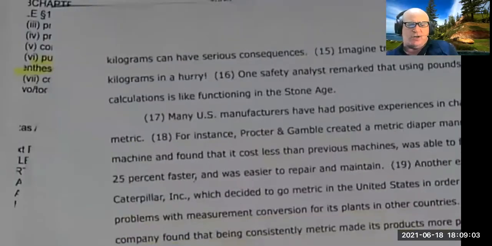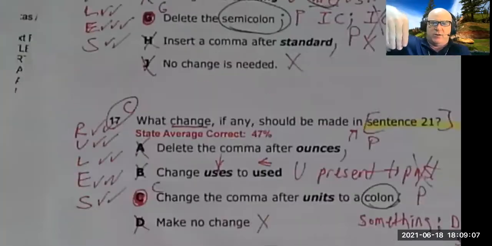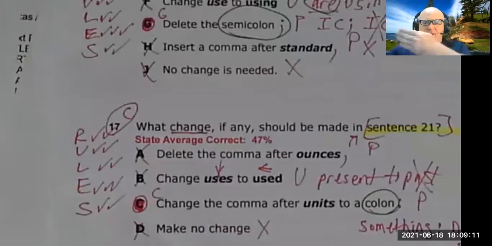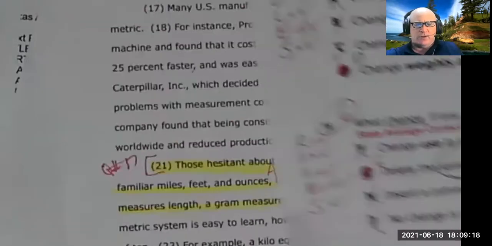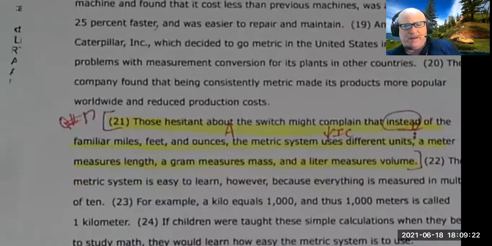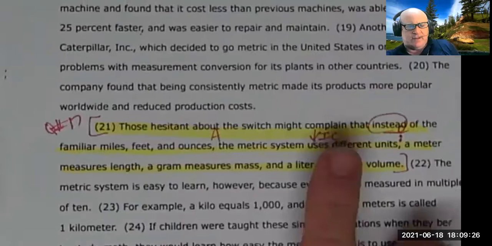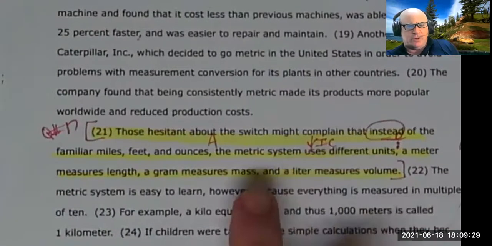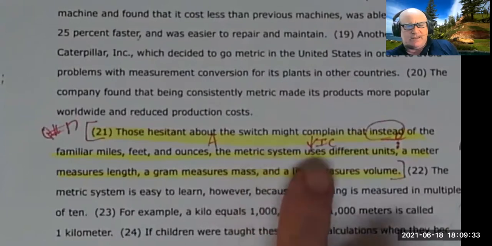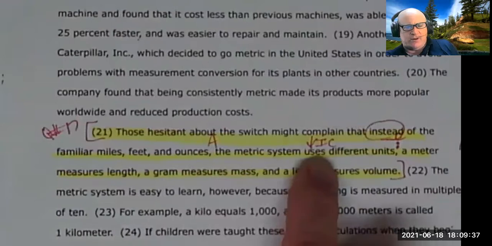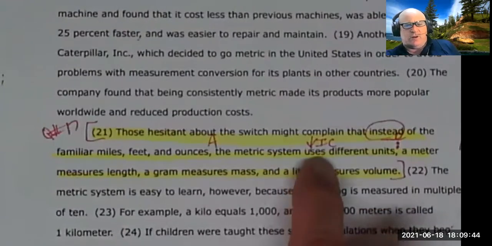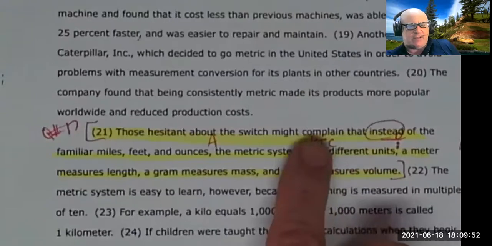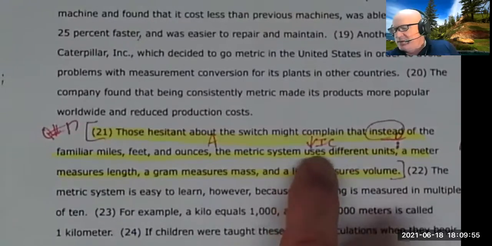Letter B says change uses, present tense right now, to used, past tense, drawing an arrow backwards. So let's check and see how it sounds when we try that. Those hesitant about the switch might complain, that's present tense, then instead of the familiar feet, miles, the metric system used. Since that is talking about right now or in the future, they wouldn't want to be using past tense right there, used. You wouldn't want to switch from present or something that could happen in the future to something that happened in the past. So that wouldn't make sense, so we'd eliminate that one.